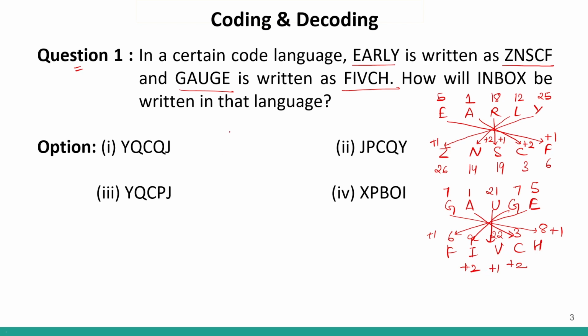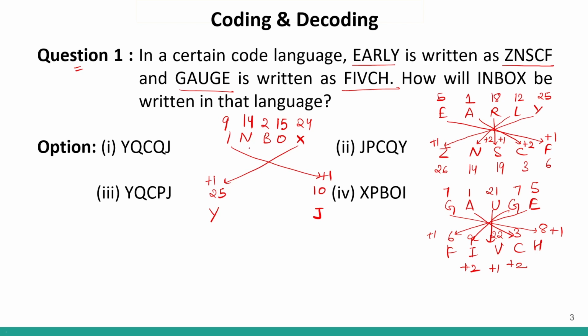So we will do the same pattern for INBOX. What are the forward positions? I is 9. N is 14. B is 2. O is 15. And X is how much? Forward rank for X is 24. So now I will move 1 position forward from X. So I will get 25. Similarly from I also I will move 1 position forward. So I will get 10. At 10 we have J. And at 25 we have Y.